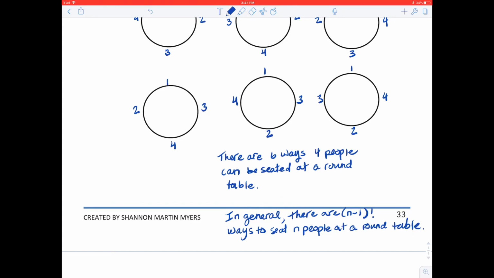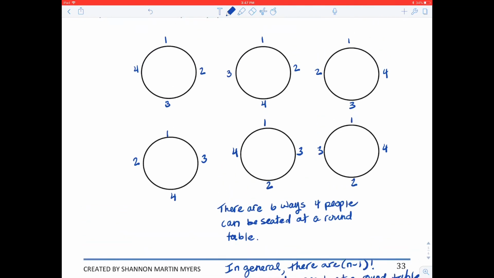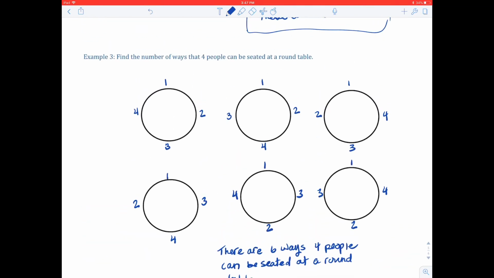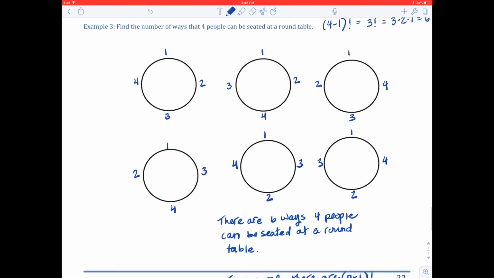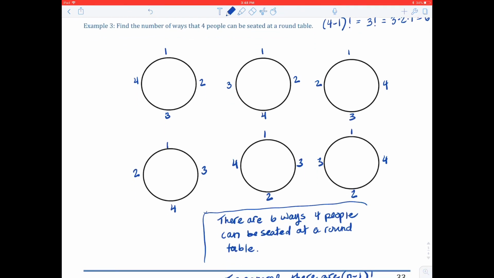And factorials are just decreasing products, right? So for us, we had 4 people. So we could have said, oh, this is going to be 4 minus 1 factorial. That would just be 3 factorial. And that's just equal to 3 times 2 times 1, which is 6. And we got the answer of 6 down here. Pretty cool, huh?